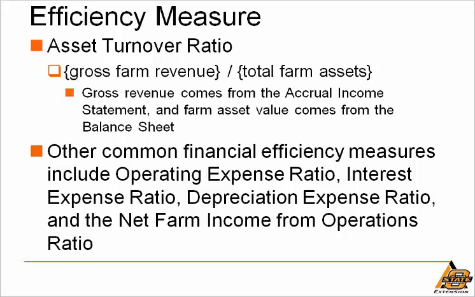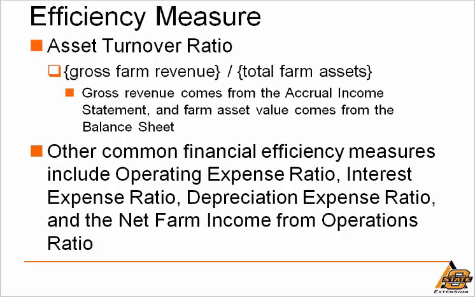Gross farm revenue, before subtracting off any expenses from the accrual income statement, is divided by the total value of farm assets managed from the balance sheet to arrive at a measure that basically reveals how well the assets on the farm are being utilized and converted to income or revenue.